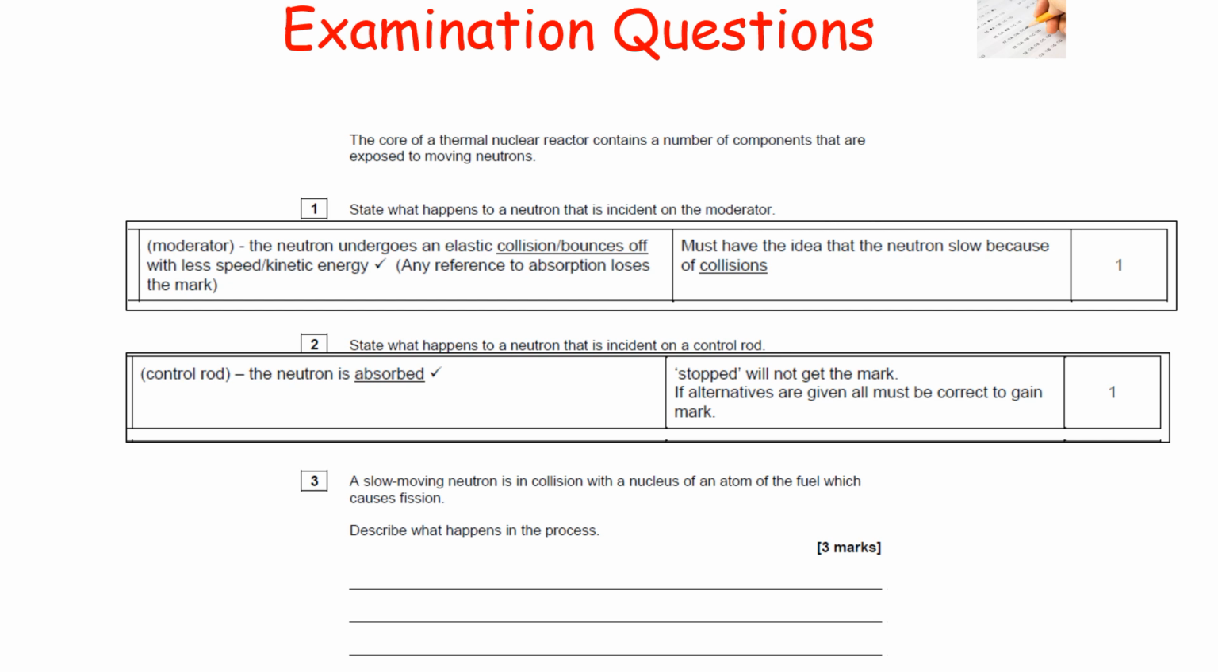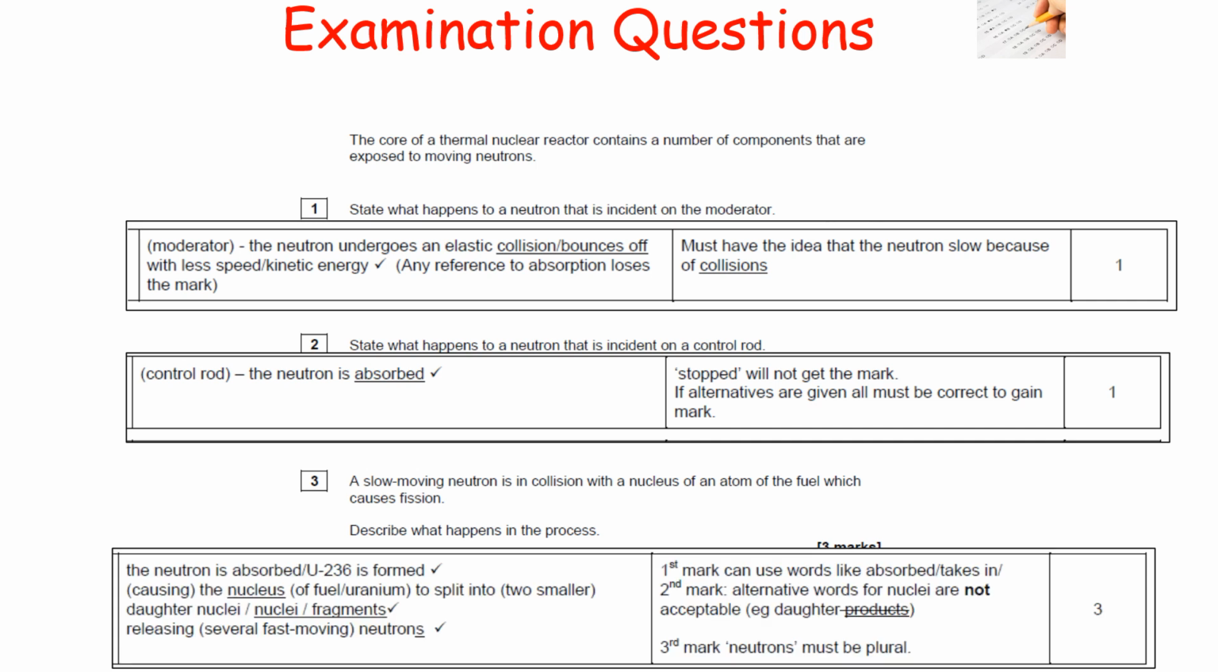Now in the next question it says that a slow moving neutron is in collision with the nucleus of an atom of the fuel which causes fission. What will happen? Well, you've got to think about the different steps. The first step is that the neutron is absorbed by the nucleus, so a uranium-236 nucleus is formed. This then causes the unstable nucleus to fission, and that produces several nuclei, and it also releases some fast-moving neutrons, and some energy is released as gamma photons.